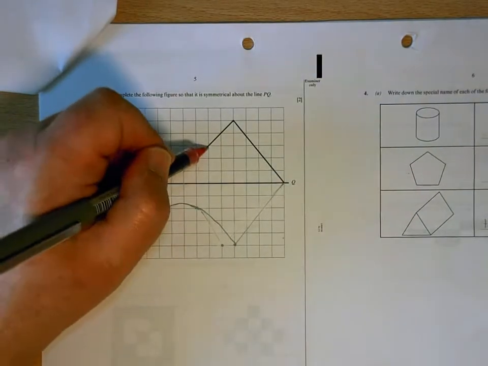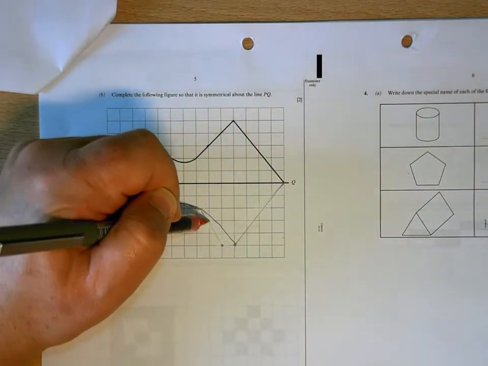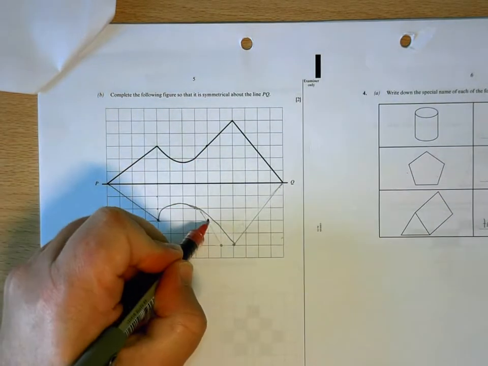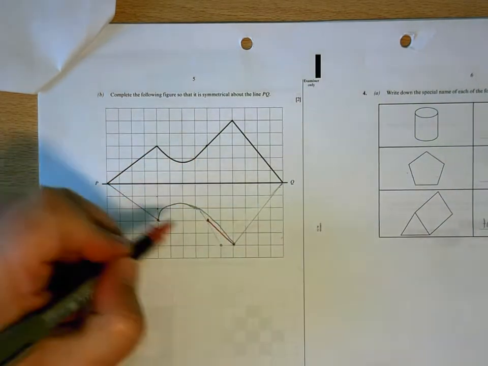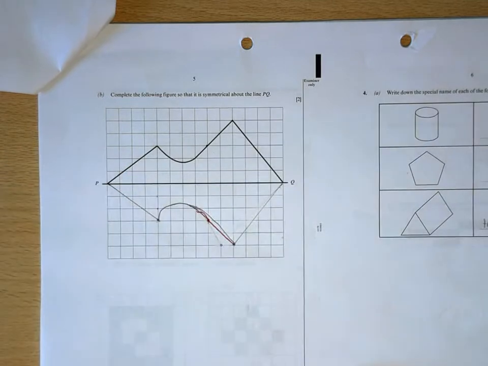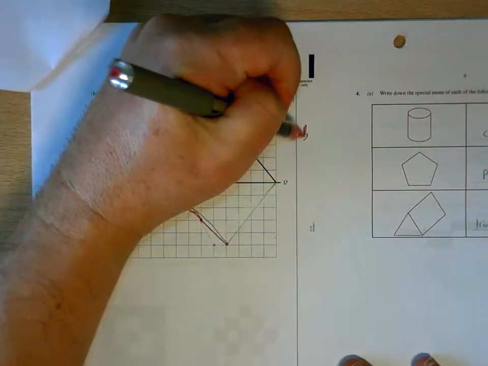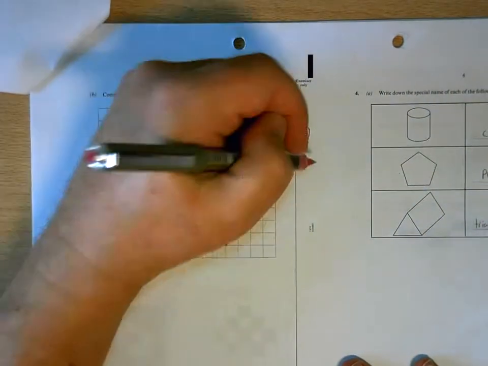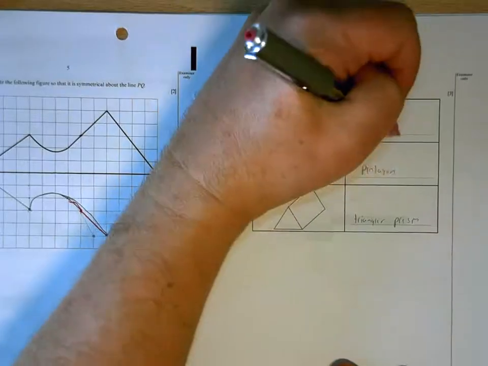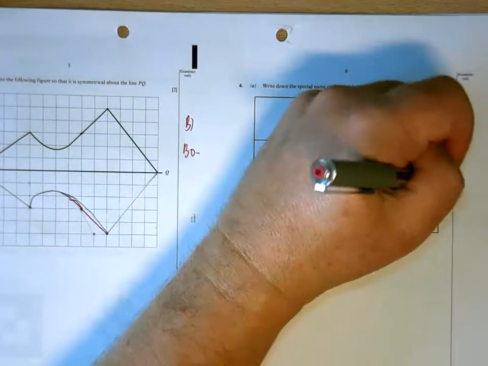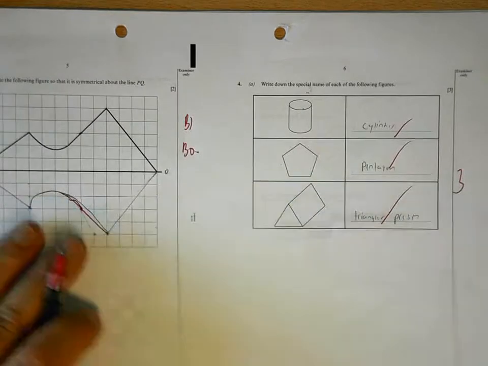Right, this point here should be there, and there should be a straight line joining that bit, and then that curve coming from there. So you're going to lose a mark because you missed that point there. Cylinder, pentagon, triangle, prism. Good. 4 for the page.